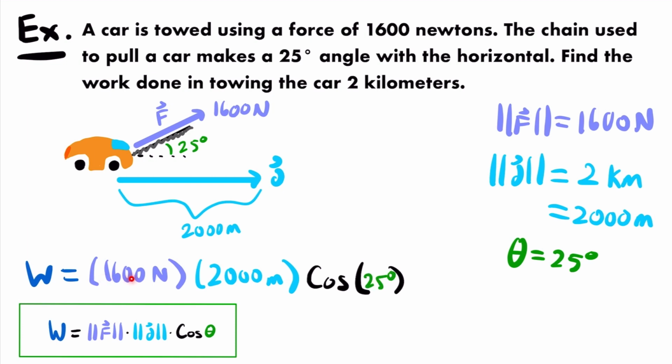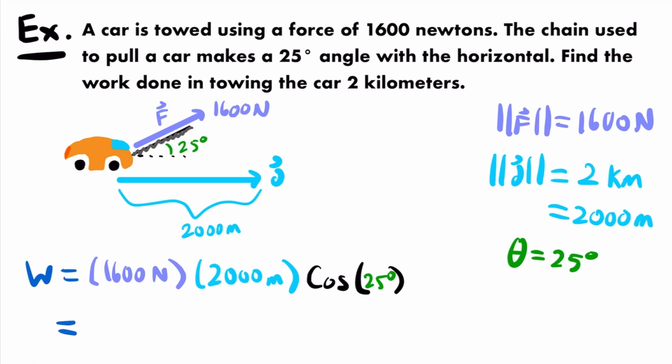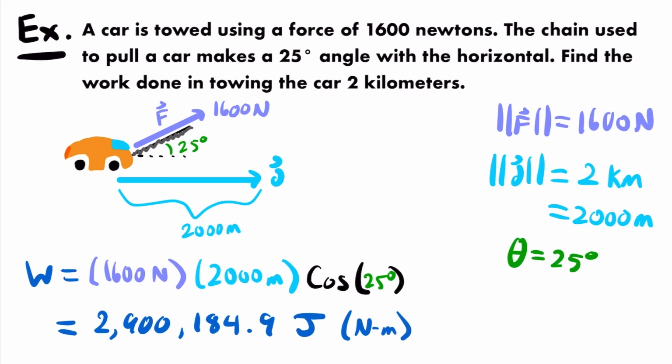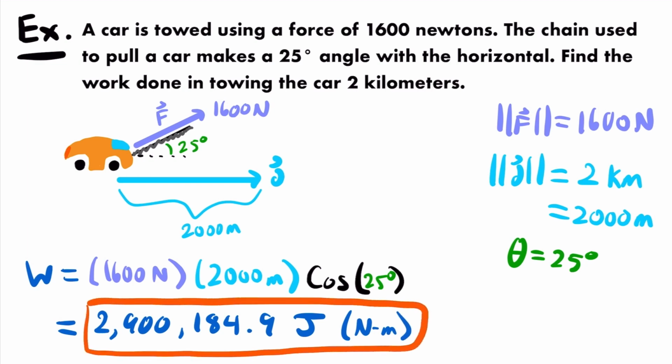Okay, now 1600 times 2,000 is 3,200,000. Not a very nice number to write down, but if you multiply that by cosine of 25 degrees in your calculator, you will find that the work done by the force is equal to 2,900,184.9 newton meters, which would be the same as joules, right? I'll just write newton meters in parentheses. And by the way, I did round off there. That's not an exact answer. I just rounded off to 0.9.